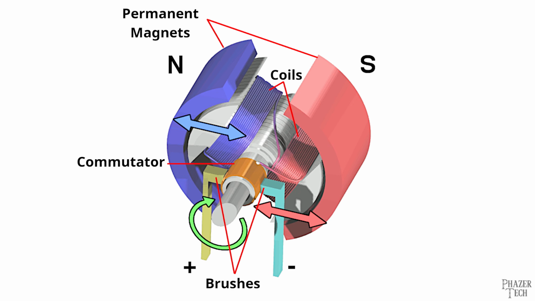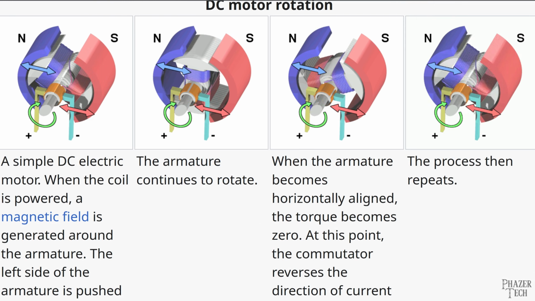The main components are two permanent magnets of opposite polarity, two rotor coils, a commutator with two different contacts, and two brushes which make contact with the commutator. The two rotor coils and the commutator are directly attached to the shaft and spin along with it. When a voltage is applied to the brushes, the current flows into the commutator, which then energizes the coils.